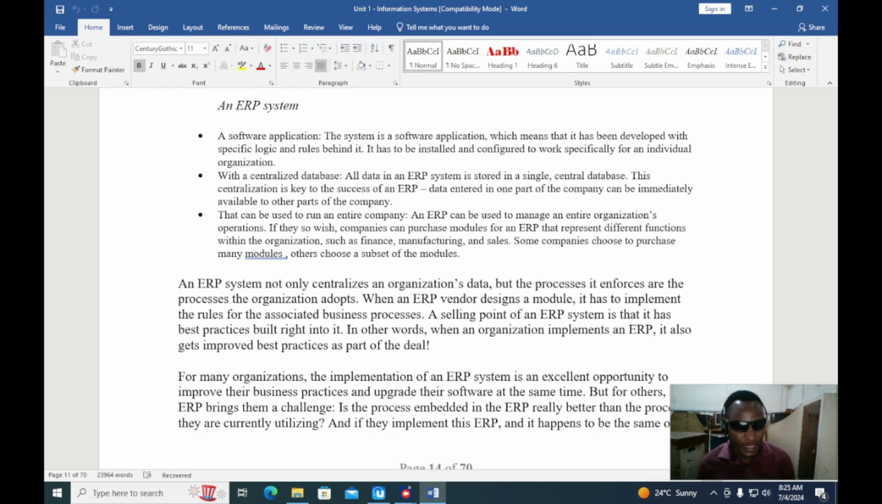Okay. Number 3, the centralized database can be used to run.